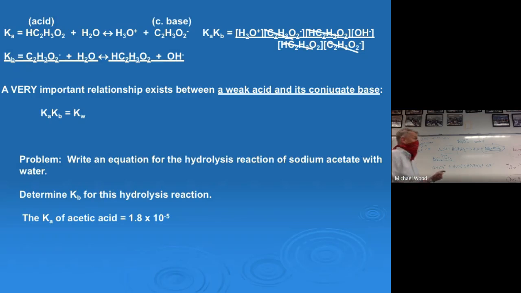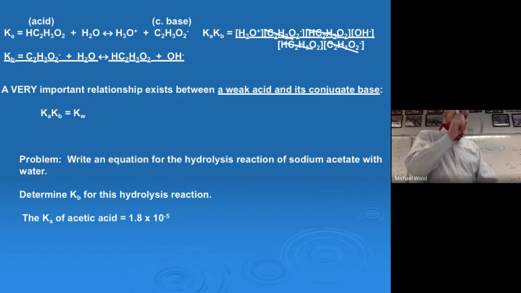Okay, and we're told the Ka for acetic acid is 1.8 times 10 to the negative 5. This is acetic acid. So then to find the Kb, I'm going to use this. So Ka times Kb equals Kw. The Ka is 1.8 times 10 to the negative 5th. The Kb is what I'm trying to solve, and the Kw is 1 times 10 to the negative 14th. So again, with that equation, if I know the Ka, I can solve for the Kb or vice versa, because that's the value for Kw.